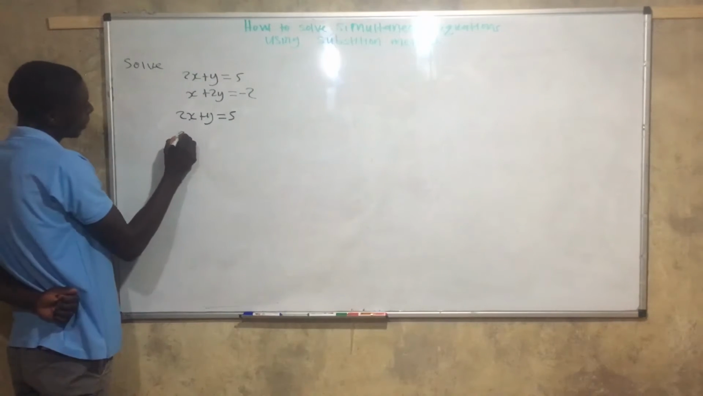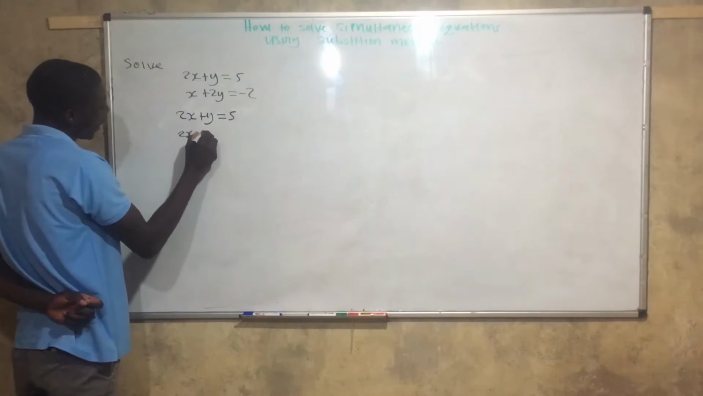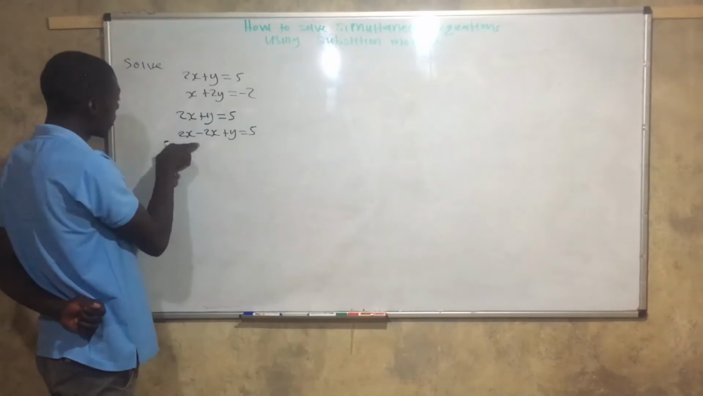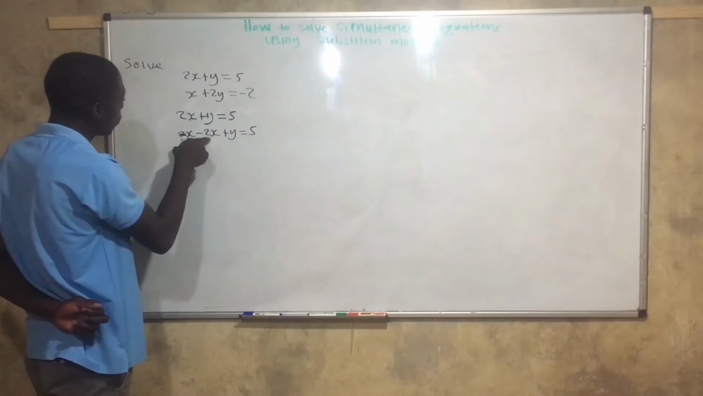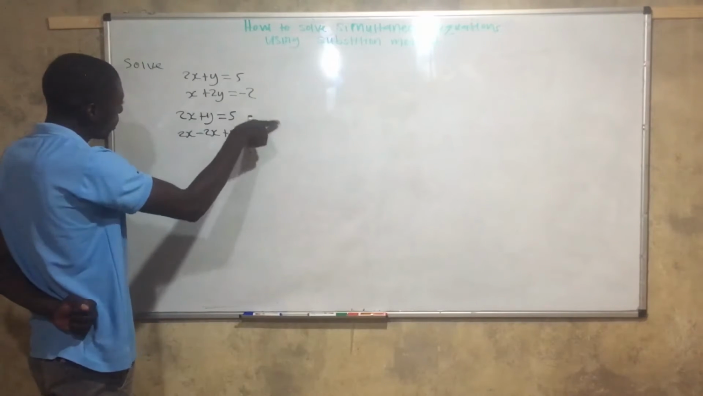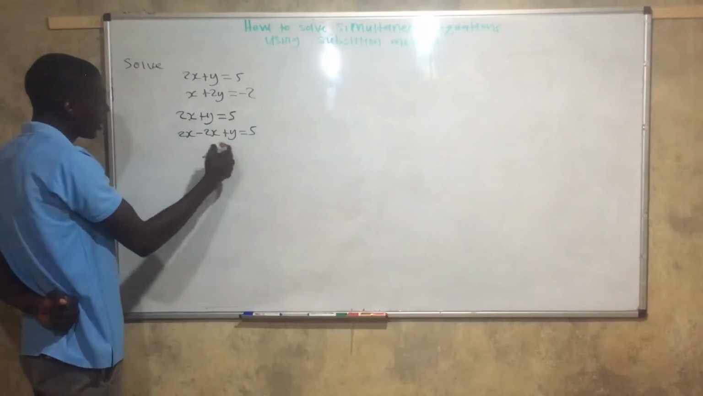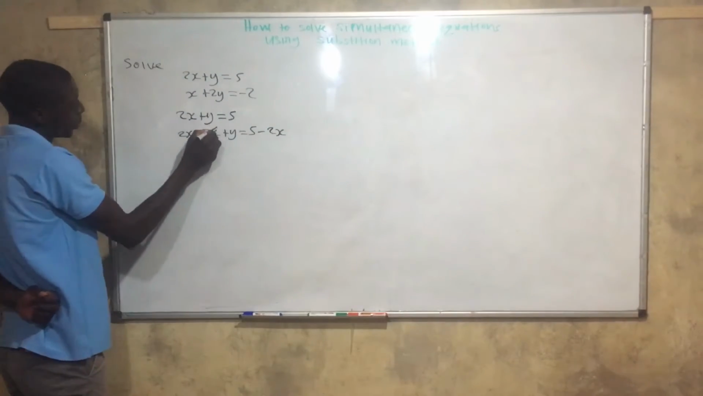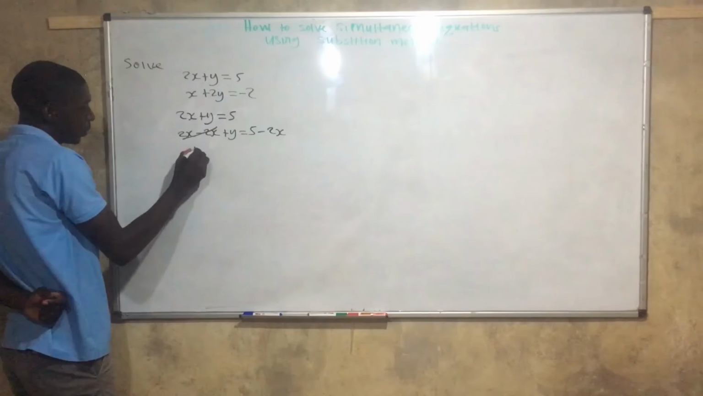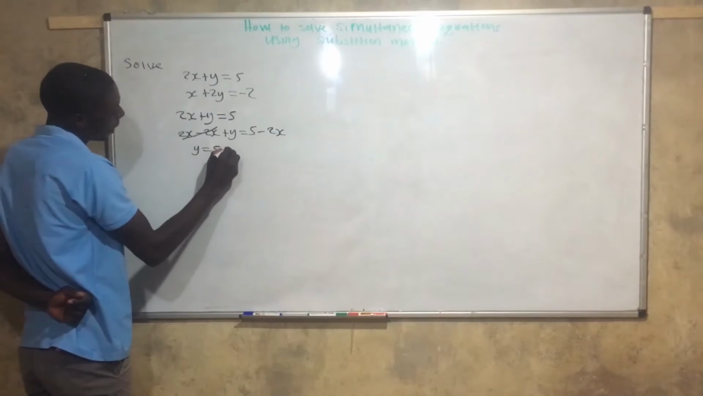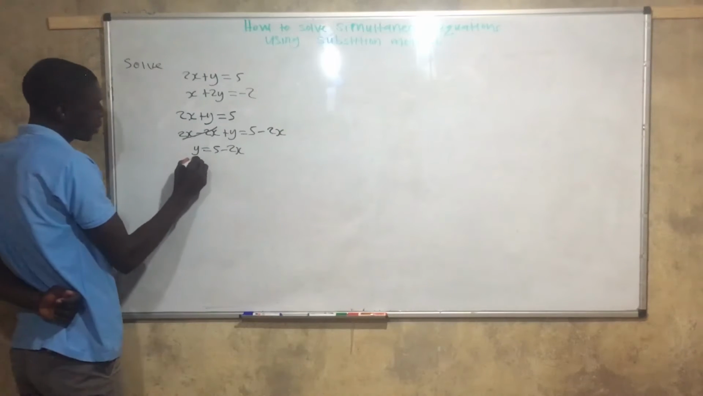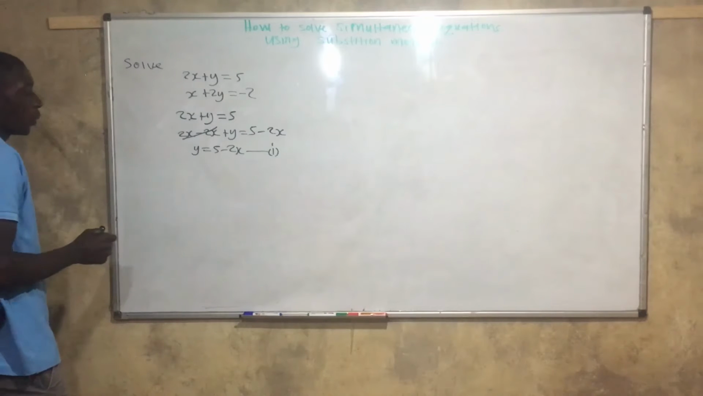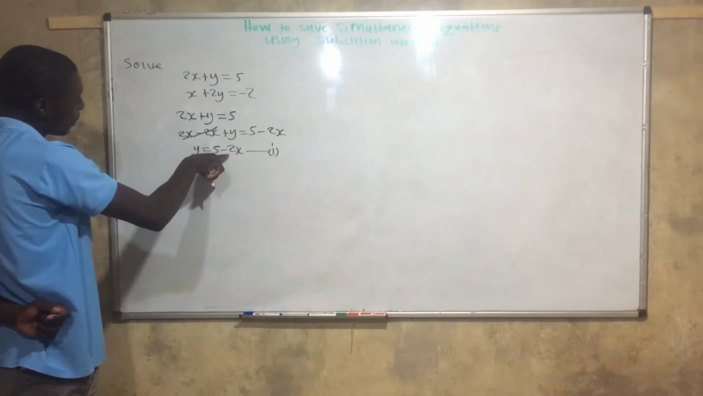So we subtract 2x from both sides: 2x minus 2x plus y is equal to 5 minus 2x. There is something we have introduced here, which will make 2x be transported to the other side, which is negative 2x. So we also introduce negative 2x on the other side. This will give us 0, and y is equal to 5 minus 2x. This means that we have made y the subject of the formula: y is equal to 5 minus 2x.